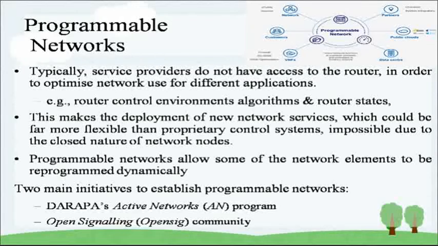Now the difference between these two is that the OpenSig approach is seeking to establish open programmable network interfaces where we can provide programmable contents which are available, whereas the Active Networks approach is to support injecting executable code into network elements so that they are reprogrammed. So these are the two approaches.